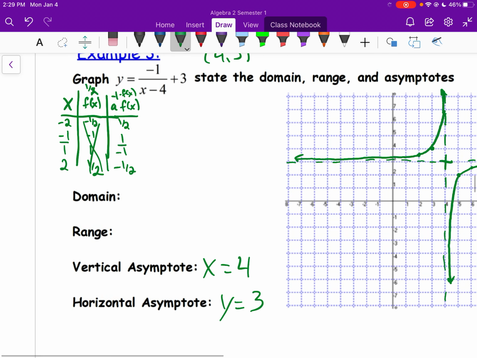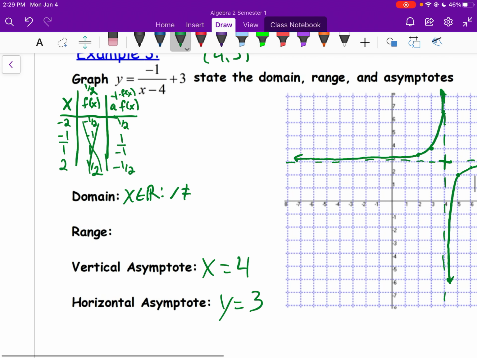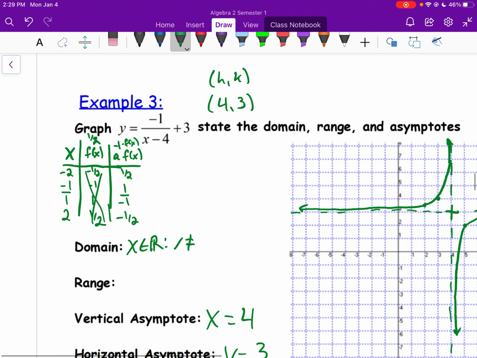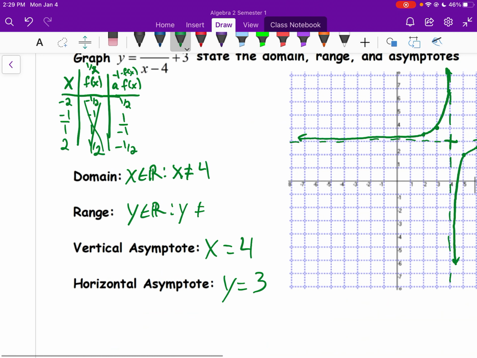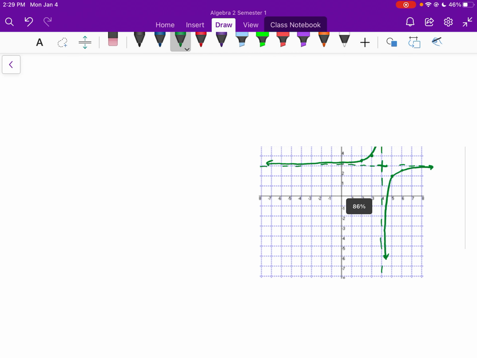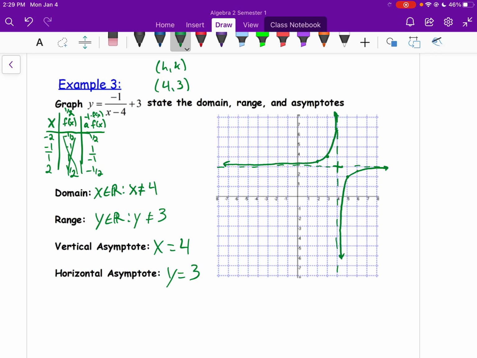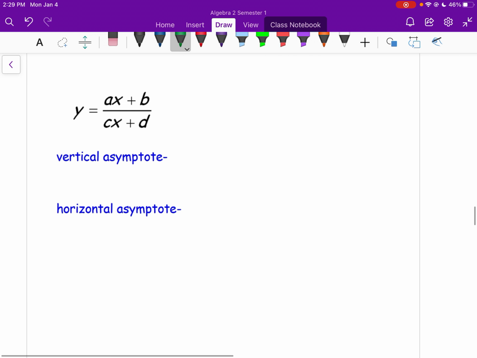And again, domain, x is an element of all reals, such that x cannot equal whatever that vertical asymptote is, which is 4 in this case. And range, y is an element of all reals, such that y cannot equal the horizontal asymptote, which is 3. All right, so that is graphing rational functions.